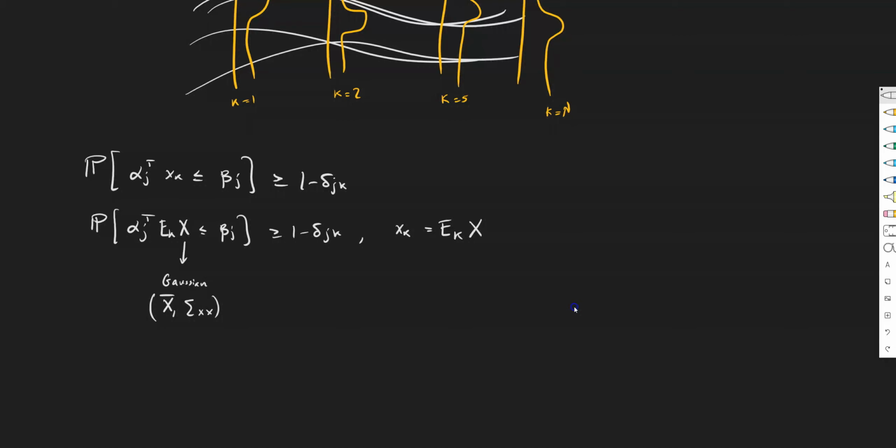So what this is saying is that it's only asking us to compute the probability that a function of the random variable is less than something. This is literally all it's saying. A function of x is less than beta_j, is greater than 1 minus delta_jk. So how do we compute this? What is this?